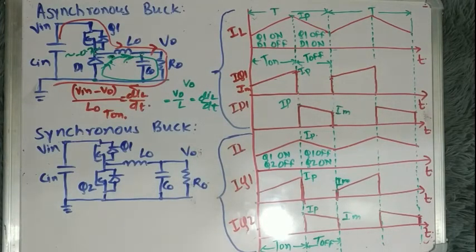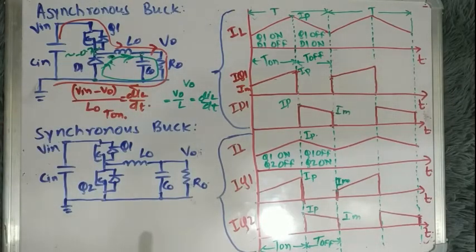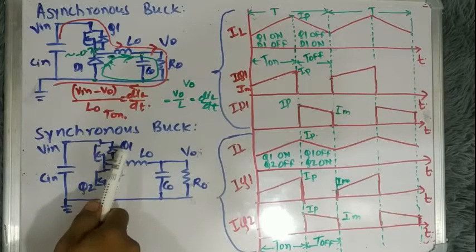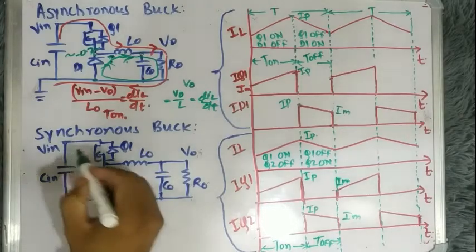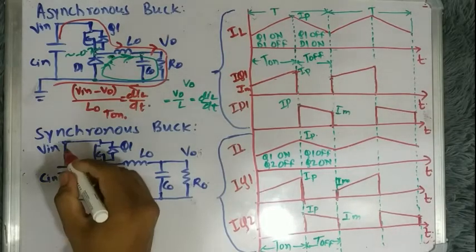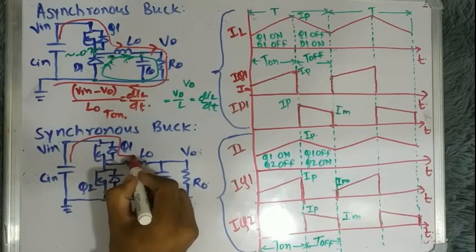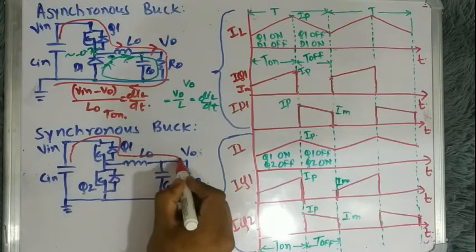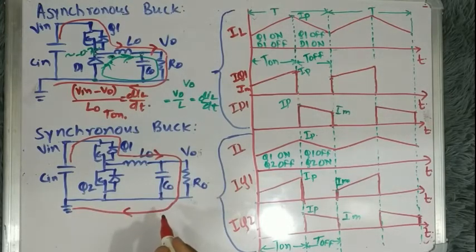We will also quickly discuss the operation of the synchronous buck converter in CCM mode. As I explained earlier, diode D1 is replaced with the low side switch. During time t on, switch Q1 is on, Q2 is off. Current is flowing from Vin, then from the Cin capacitor, then Q1 high side switch, then the output inductor, then the output load, then back to the ground. So this is the current direction during time t on, right?